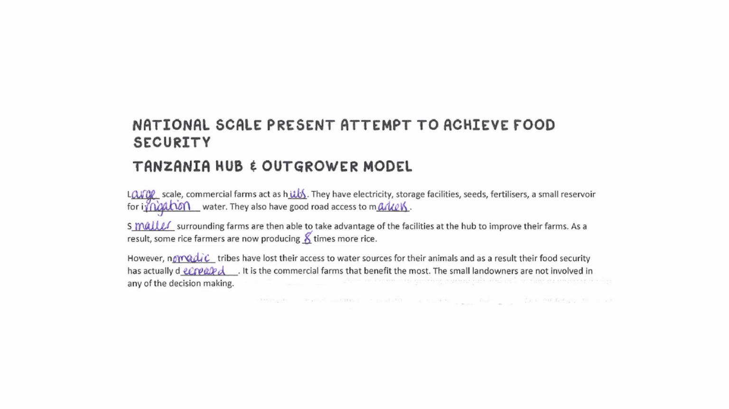Then you've got the local attempt, national scale, to achieve food security. And this is the hub and outgrower model. So you've got these large-scale commercial farms, big farms that act as hubs. They've got electricity supply, they've got storage facilities, seeds, fertilizers, a little reservoir for irrigation water, and excellent road access to the markets. Then you've got lots of smaller surrounding farms that are able to tap into the bigger hubs and take advantage of their facilities.